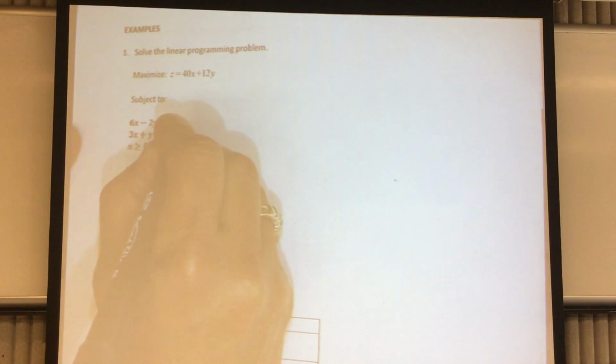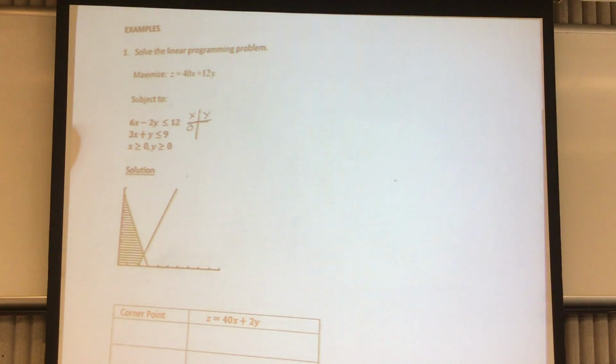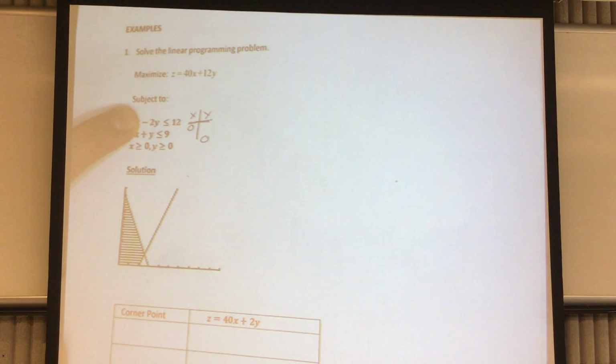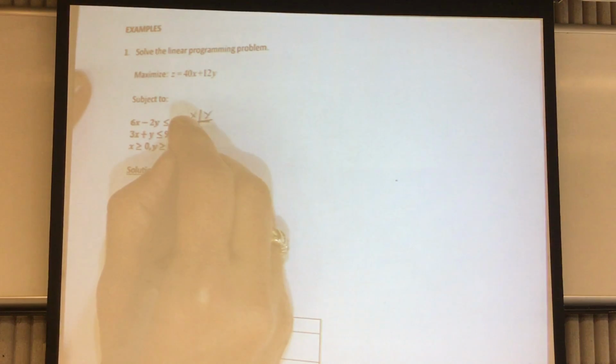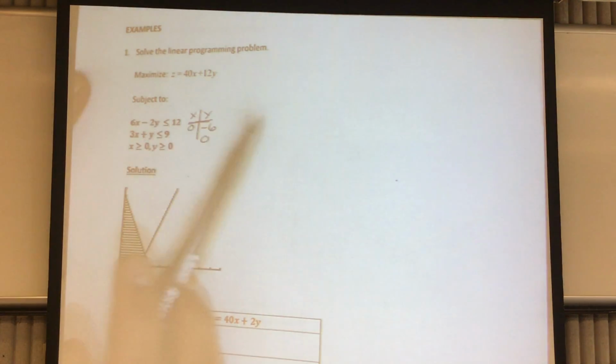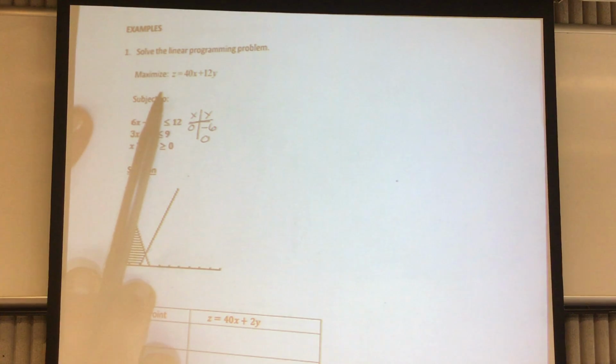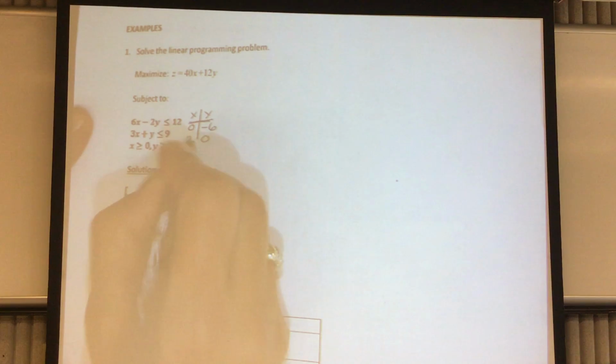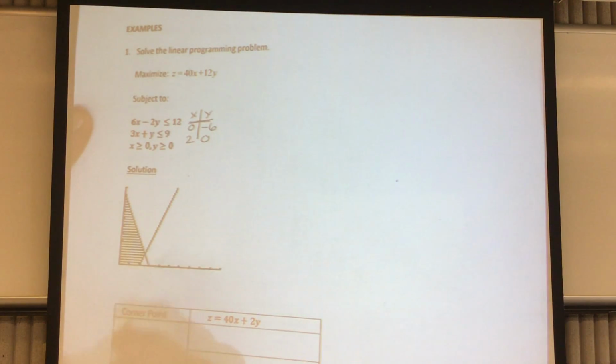So the first step to do is let's make a table and let's substitute x equals 0, and then we will substitute y equals 0. So when x is equal to 0, you have 12 divided by -2, which is -6. And then when y is equal to 0, you have 12 divided by 6, which is 2. And there we have 0, -6, which is somewhere down there. And then you have 2, 0, and that's that line.